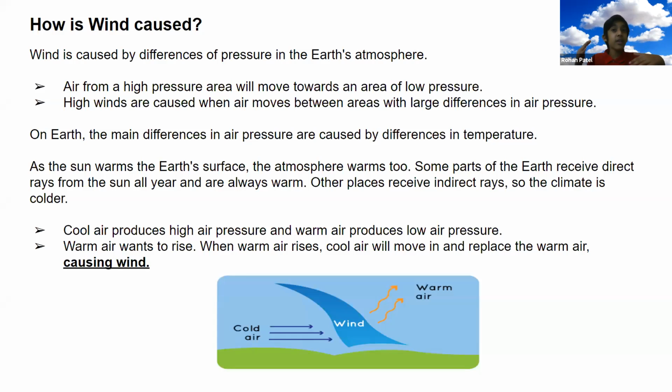Warm air wants to rise, and cool air wants to sink. We learned that in our density lesson, if you were there. Warm air always floats on top of cool air, just like warm water floats on top of cool water. So basically anything that's warm is usually less dense than anything that's cold. Not every time, but usually. But regarding wind, when warm air rises, the cool air will move in and replace the warm air, which causes wind.